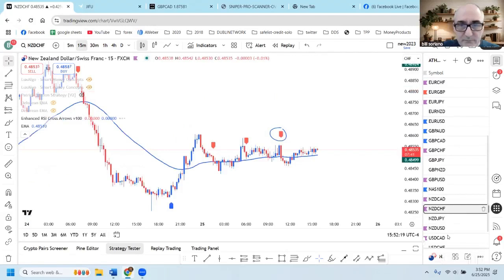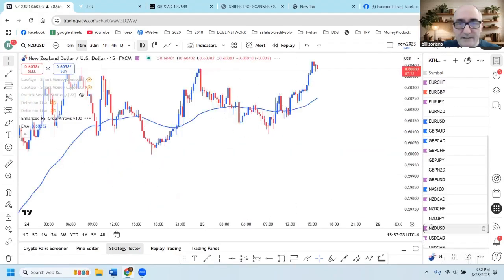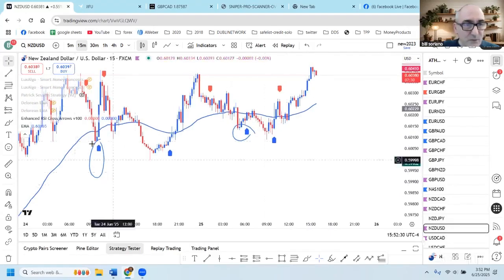NZD CHF, right? Here's one right here. Not confirmed. Price moves down a little bit, starting to move up. We don't know how this is going to turn out just yet. NZD USD. Here's one over here. Moves up. Keeps moving up. You don't get that 1.5% increase though, that allows you to move it to break even. Then it drops down. You lose 1%.